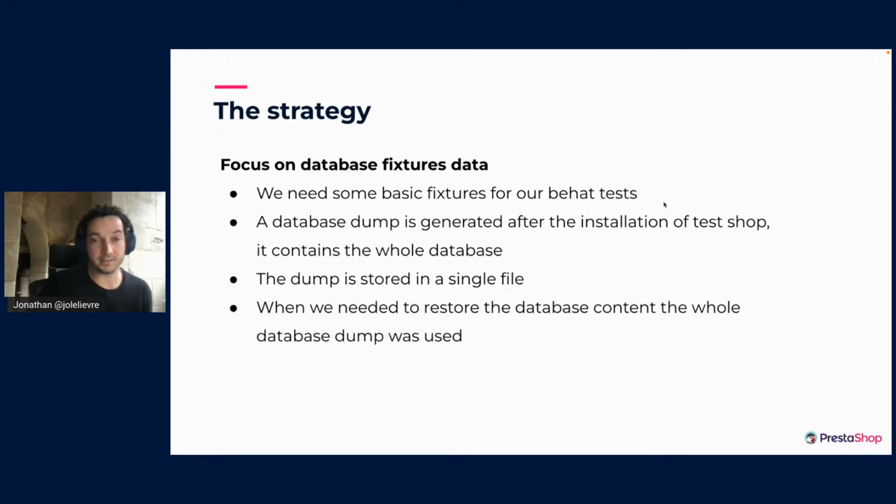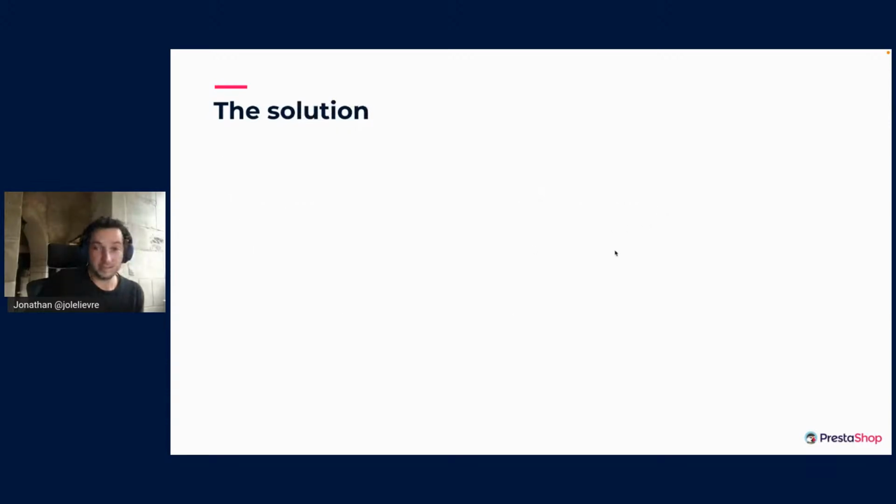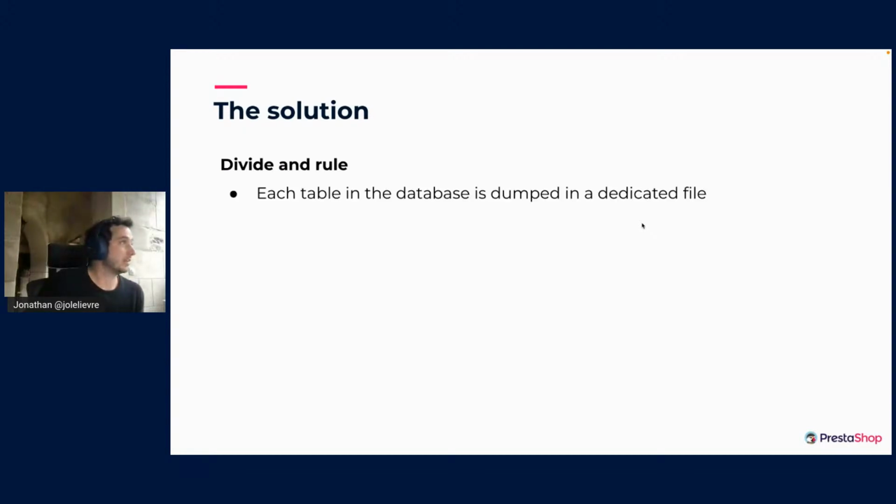The problem is that it can be quite long, because even if you only modify a few pieces of information in your database, you would need to restore the whole database, which is way too long compared to the little modifications that you have done. So we needed to improve this. And the idea was to divide and rule, which is often a strategy that has proven efficient.